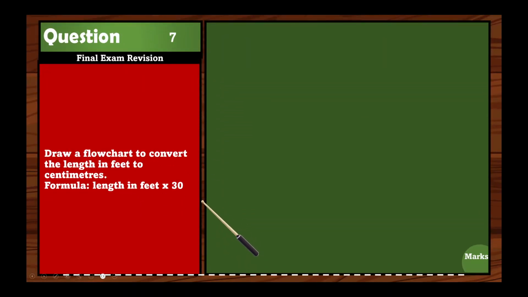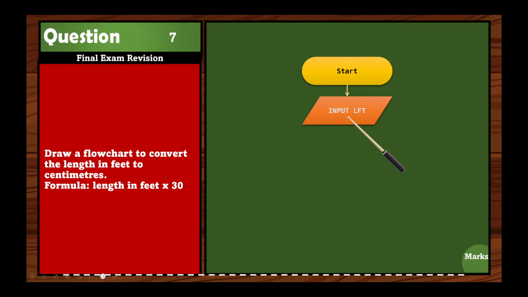Question number 7, draw a flowchart to convert the length in feet to centimeters. The formula is what? Length in feet multiplied by 30. So how do we draw the flowchart for this program? First of all, we know that we need to use this symbol, okay? It's a start symbol. Then we need to ask a user to input the length in feet, okay?